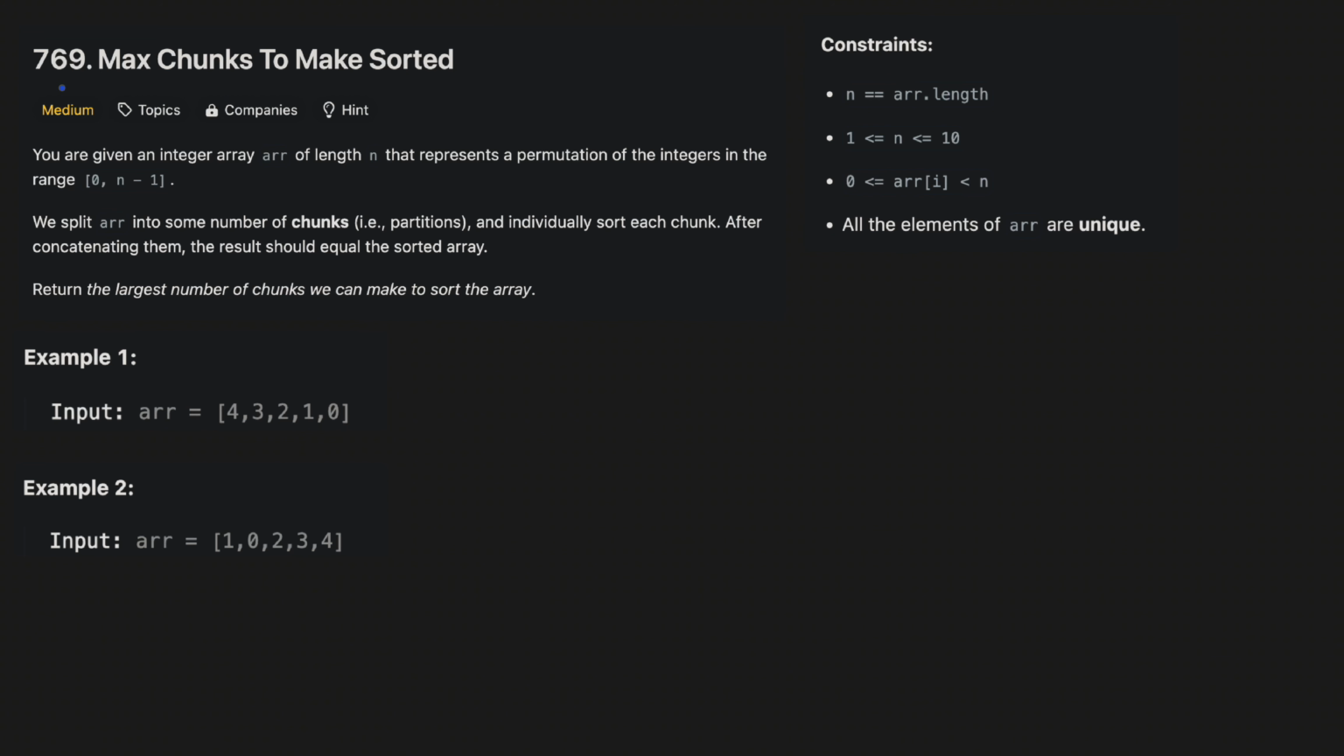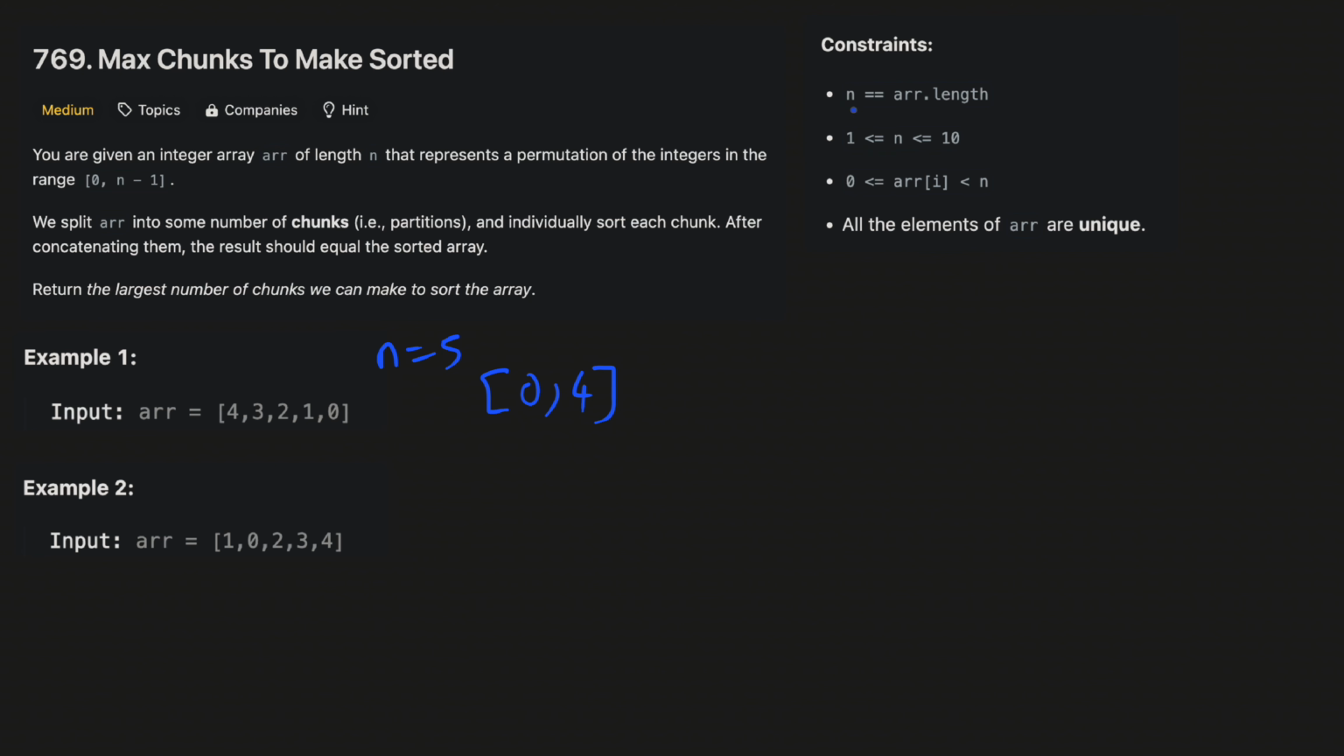Leetcode 769. In this problem, we are given an integer array of length n that corresponds to a permutation of the integers in the range 0 to n minus 1. So for example, if the array length is 5, then the integers in the array are in the range 0 to 4. Then we want to split the array into some number of chunks or partitions and individually sort each chunk, and after concatenating them, the result should be equal to the sorted array. And we have to return the maximum number of chunks we can make to sort the array.